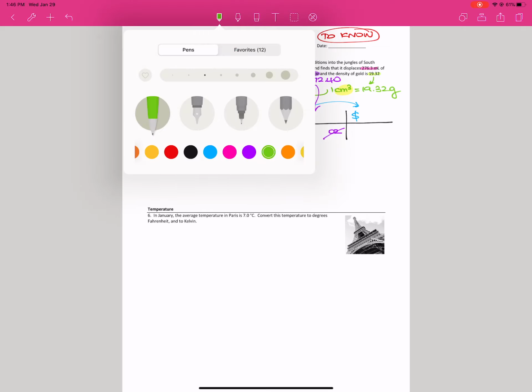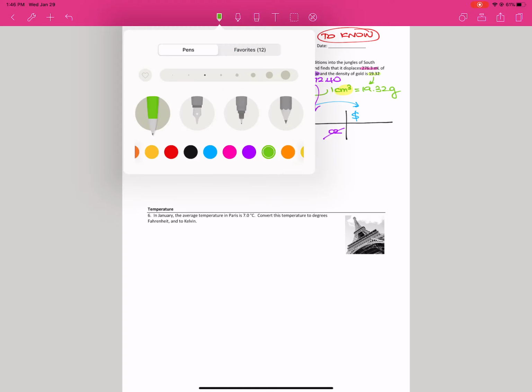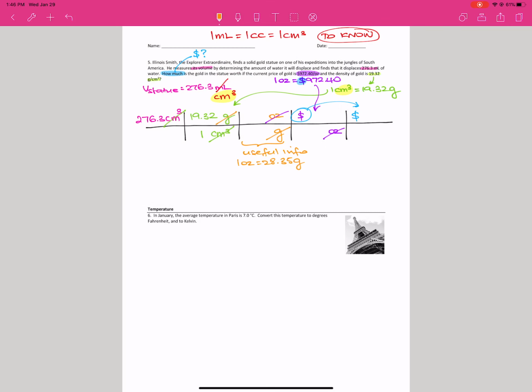Now I can start doing the fill in the blank. So the 1 goes here because it's 19.32 grams of gold for every cubic centimeter. That's what the density tells us. Based on the information on the useful information sheet, every ounce is 28.35 grams.